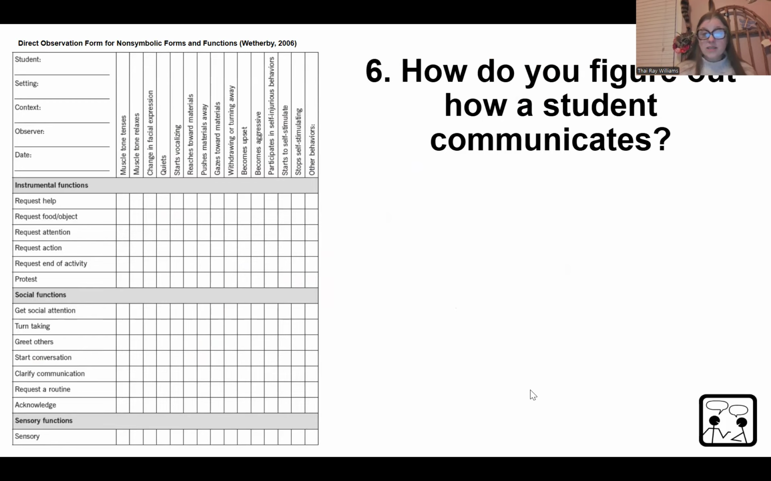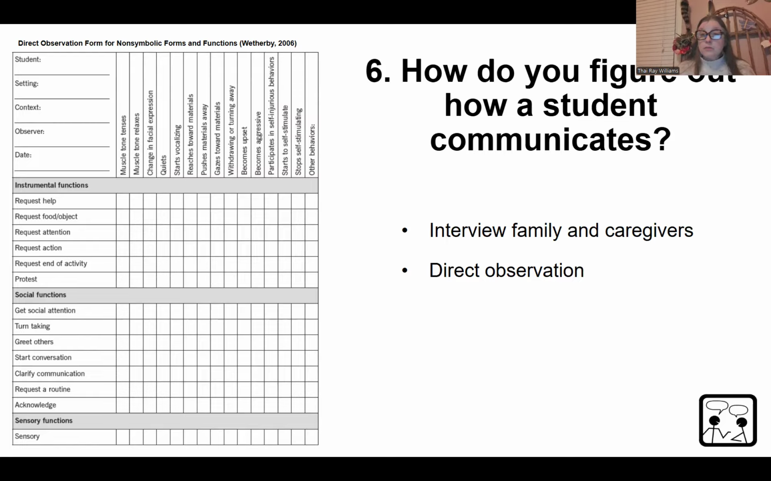All right, so let's check and see. Here's some ways that I have determined that you can figure out how a student communicates. One way to do that is to interview their family and their caregivers. Siblings are great people to speak with. If you want to know someone who knows how an individual with complex support needs responds or communicates, ask their sibling. They know. Not only that, you can do direct observation.